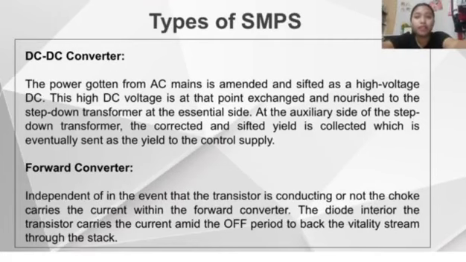Types of SMPS. DC to DC converter. This is where the main power from AC mains is rectified and shifted to a high voltage DC. This DC voltage is then switched and fed to the step-down transformer at the primary side.